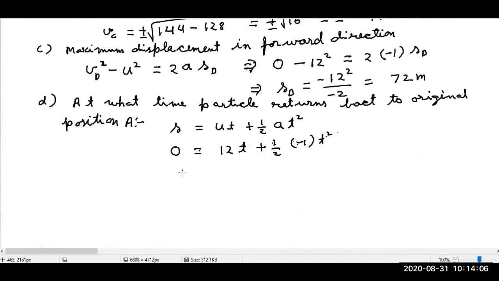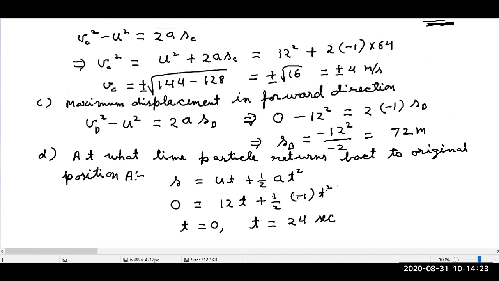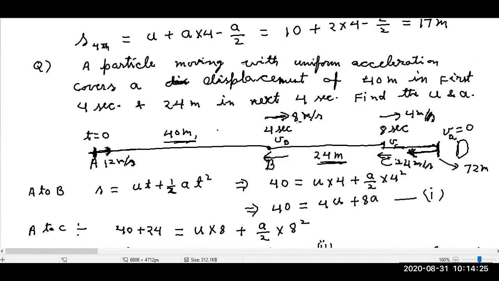So if you solve it, you will get two different values of t. One is 0 and other will be 24 seconds. So the particle will be reaching at point A at t equal to 0 and t equal to 24 seconds. So 0 indicates the initial point. 0 indicates the initial time when initially it was at A. And after 24 seconds, it will again return back to A.